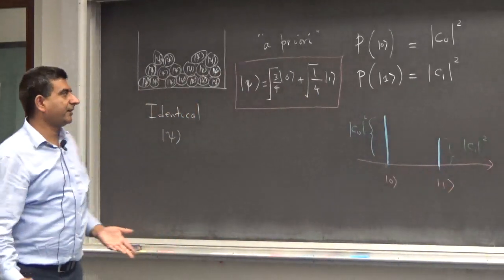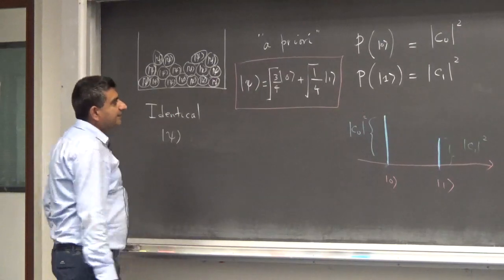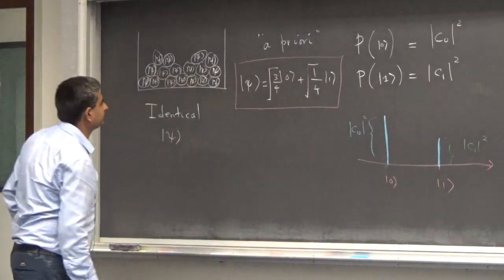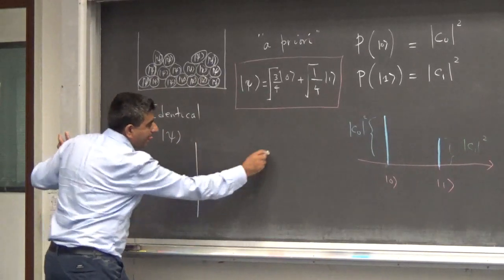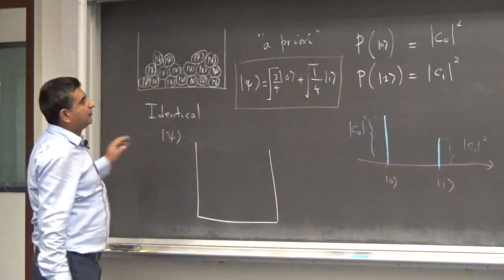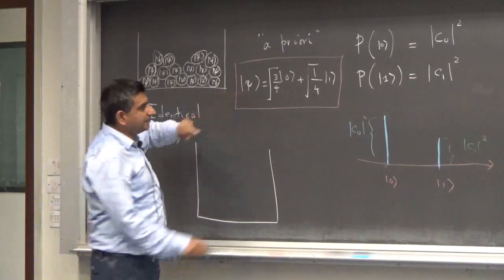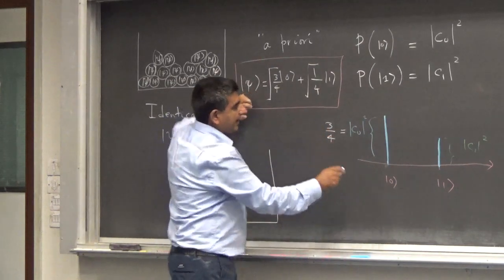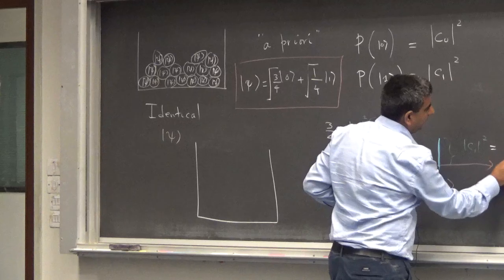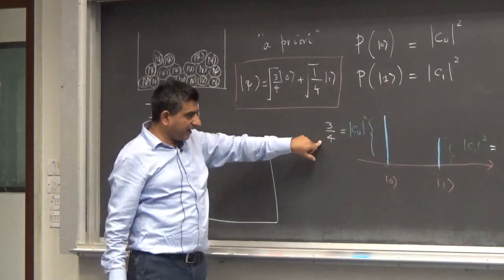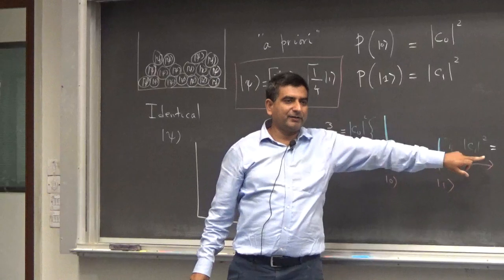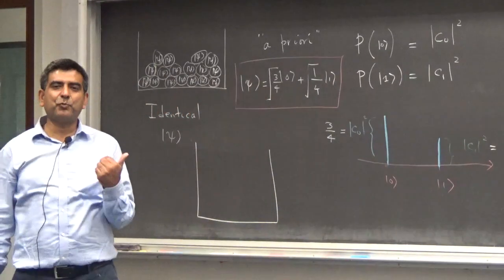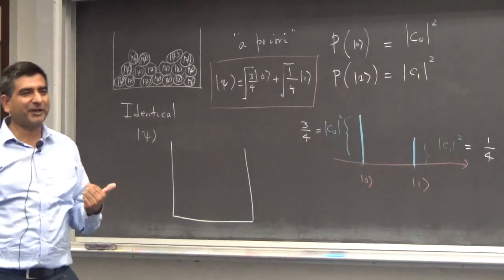Now let's take another scenario. If this state were prepared, let's give discrete values here. This thing is going to be 3 by 4 and this thing will be 1 by 4. So she will get this outcome with 75% probability and this outcome with 25% probability. But in one go, she wouldn't be able to tell what the state is, by the way.